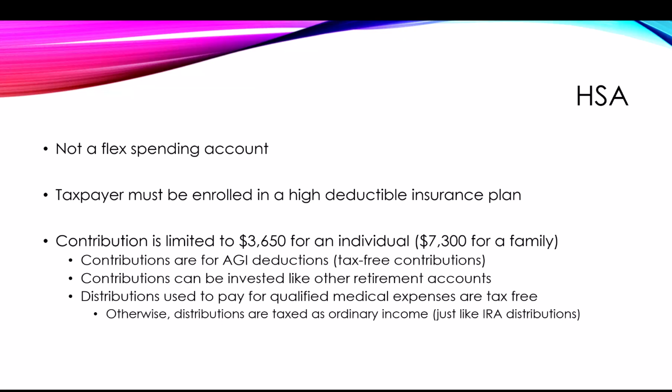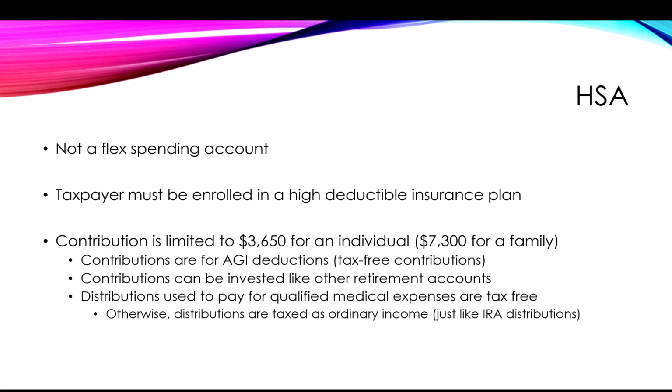If a taxpayer is eligible to contribute to a health savings account, you should know that you actually get double tax benefits on your contributions. First, your contributions are for AGI deductions, so they act a lot like the traditional IRA or the 401k that we just saw. In addition, as I've already said, the contributions can be invested like other retirement accounts. So you can invest these funds in stocks, bonds, and so on and so forth. But when you go to take the distributions out, if you use the distributions to pay for qualified medical expenses, those distributions will not be taxed.